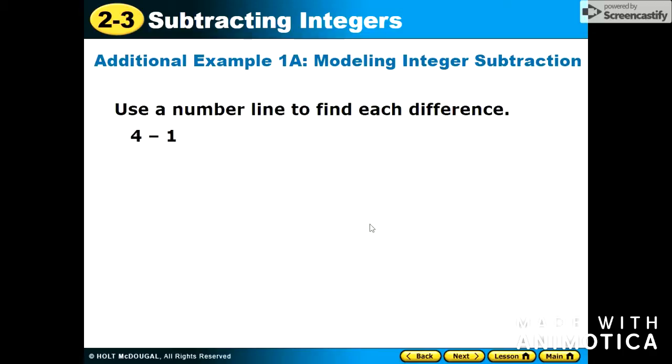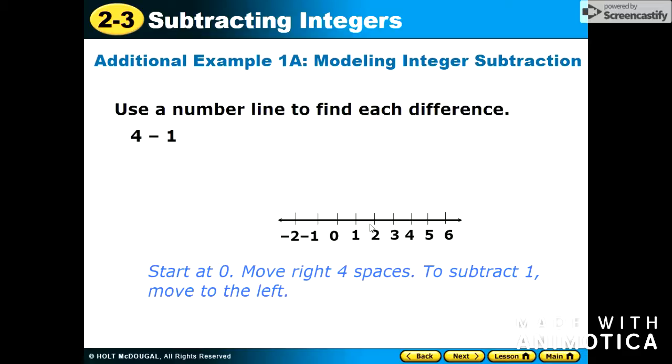All right, here's our first example. And this one is right on your note sheet. It says use a number line to find each difference. So 4 minus 1, very, very basic, but we start at 0 and move right 4 spaces or units. And to subtract 1, you move to the left. Again, that might seem very basic, but we're going to take it back to basics here for subtracting integers. So 4 minus 1 would give us a total of 3. Again, I know very basic, but 4 and 1 are integers, so they're just both positive, so it seems pretty basic to us.